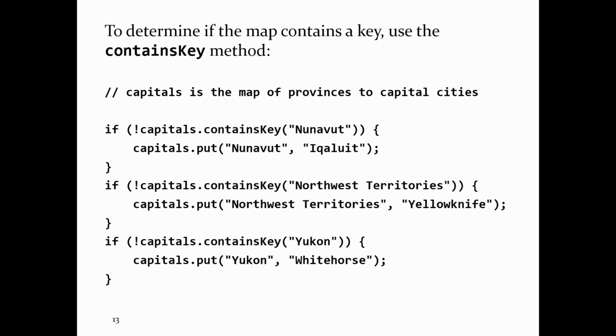If you want to know whether the map contains a key, then there's a containsKey method. This returns true or false if the map contains the specified key. So here I'm going to ask, does that map of capital cities contain the key Nunavut? If it doesn't, then I'm going to add Nunavut with its capital city, Iqaluit, to the map. Similarly, we can add Northwest Territories and the Yukon. So there's an example of using containsKey.